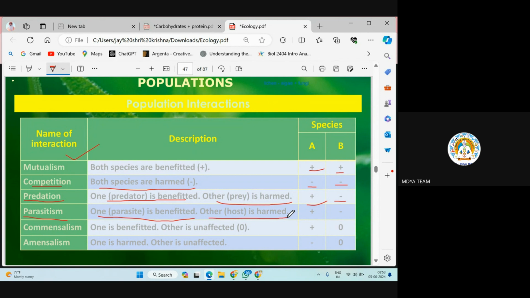Its intention is not to kill us or not to make us ill, but because of its survival, it needs human blood. So it's a kind of parasitism. Because of its survival, it will enter our body, and because of that, we will be harmed. So all this relation are parasitism, plus and minus.